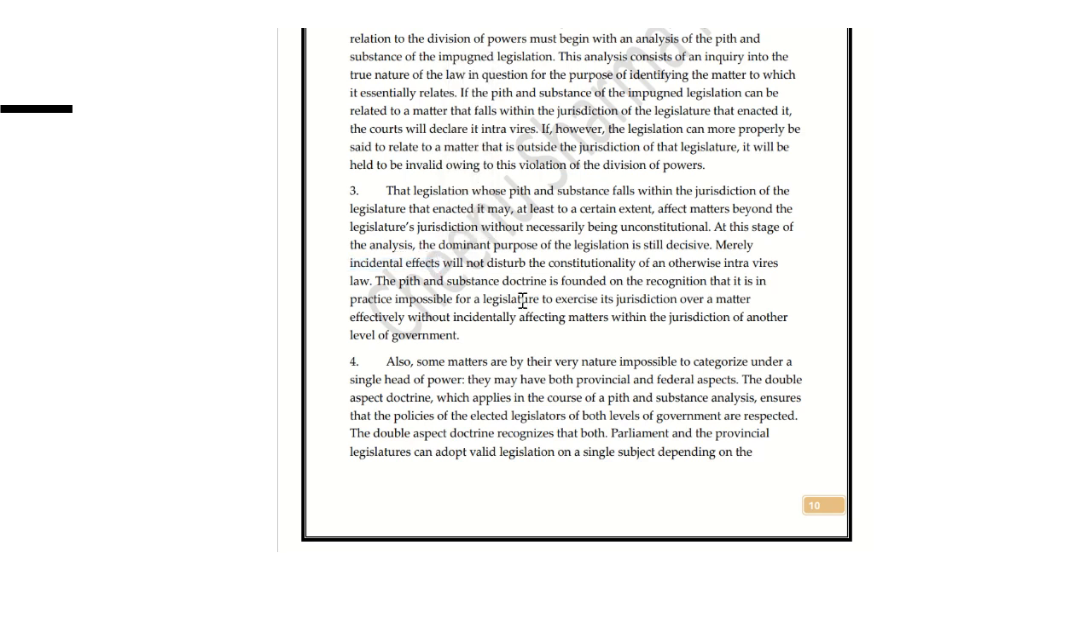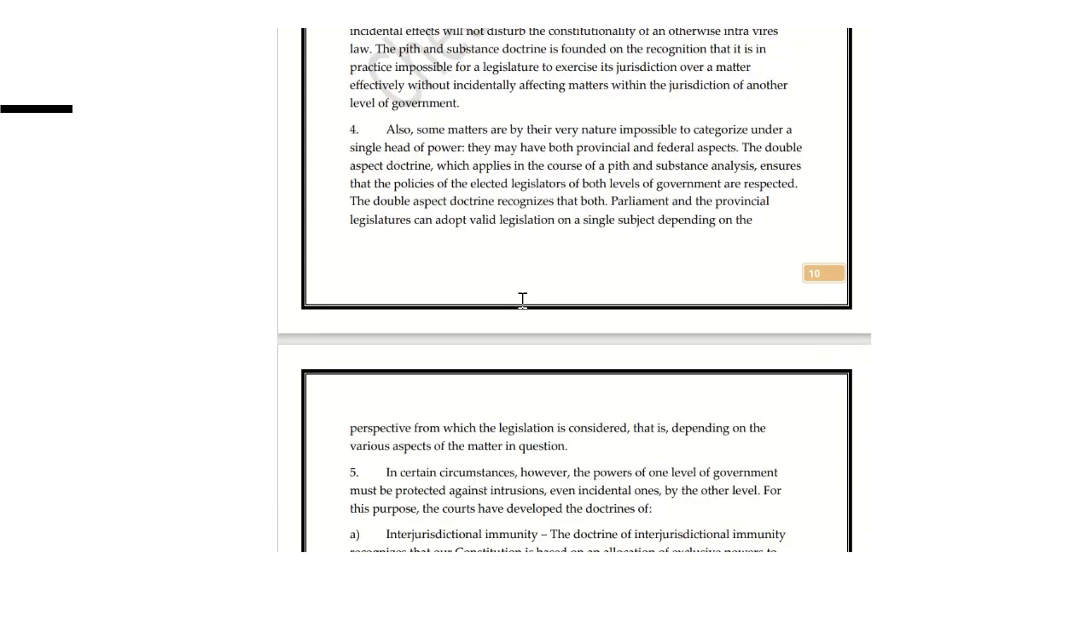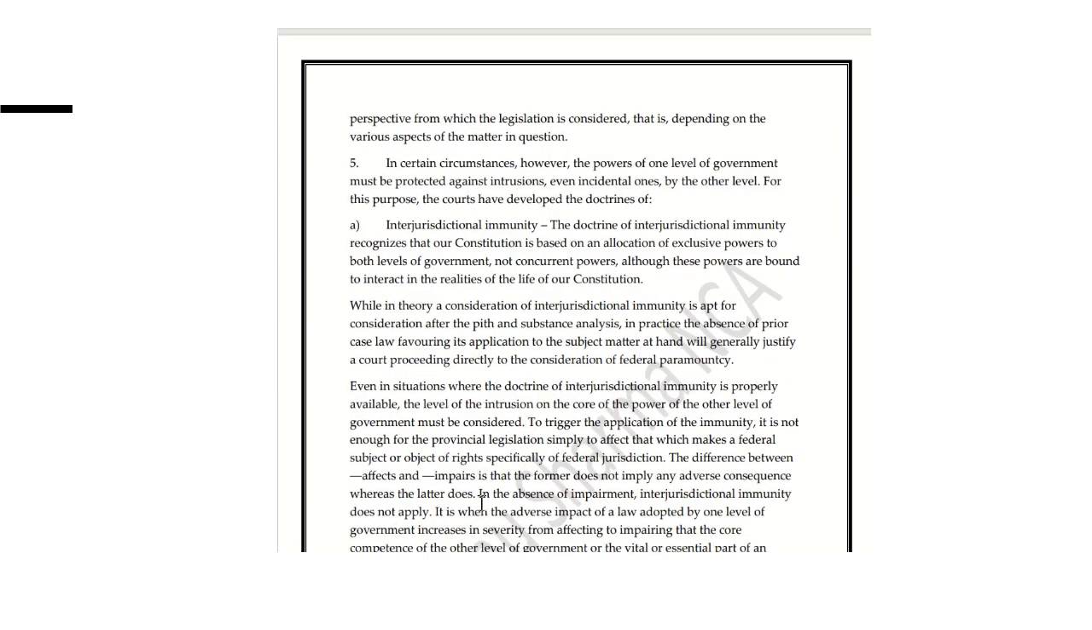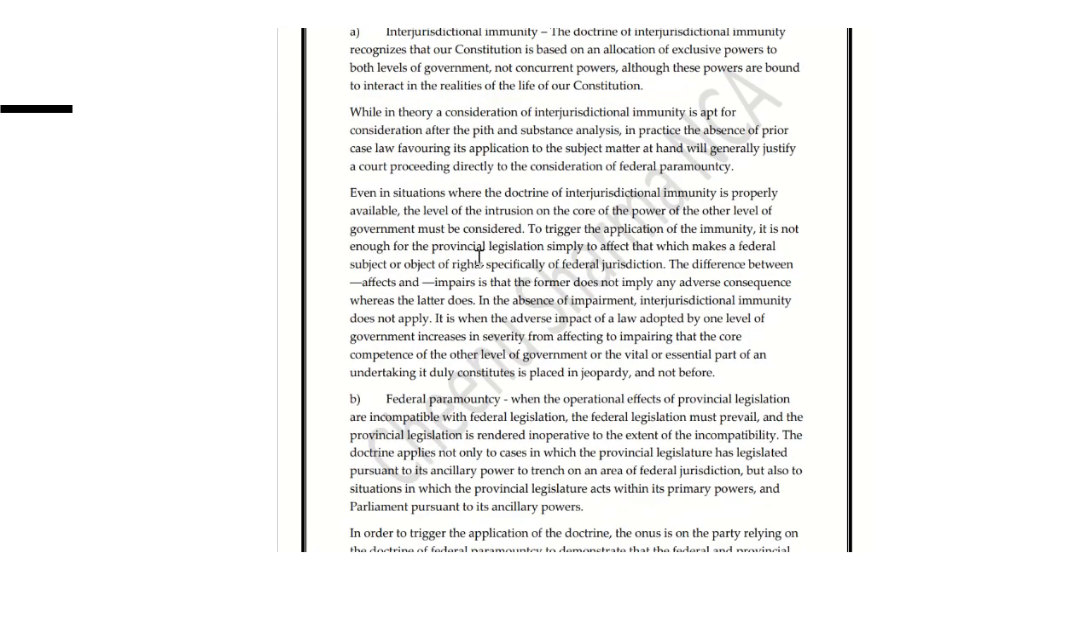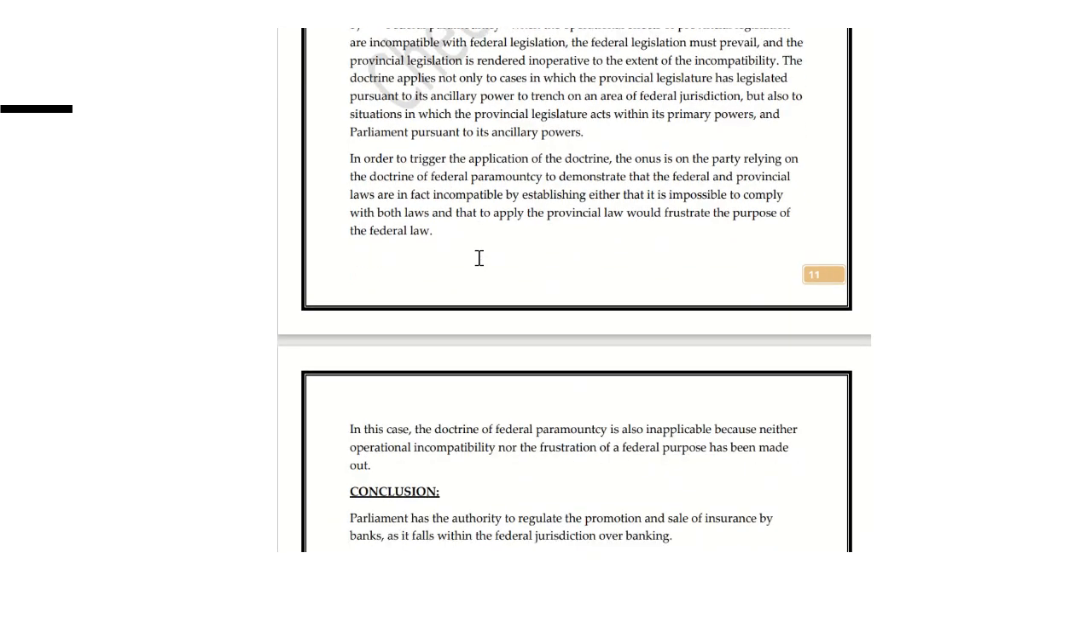You have to go into the minute details of the objective of the act, whether a particular act enacted by a provincial authority is infringing upon the authority of the federal government or not. So in certain circumstances, however, the power of one level of government must be protected against intrusion, even incidental. So here in this case, all the important doctrines were being discussed. First, interjurisdictional immunity, then federal paramountcy.